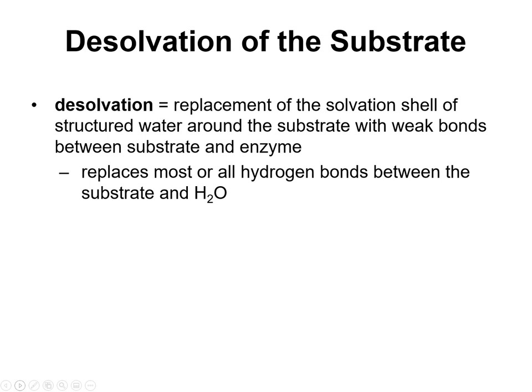So the next thing that enzymes have to overcome, the next barrier, is desolvation of the substrate. And that is just replacing all the water that's structured around the substrate, hydrogen bonding with it, and instead replacing those hydrogen bonds of the water with the weak bonds between the enzyme and substrate. So the enzyme has to replace the majority of the hydrogen bonding that the substrate was enjoying with water. It's got to be at least the same.